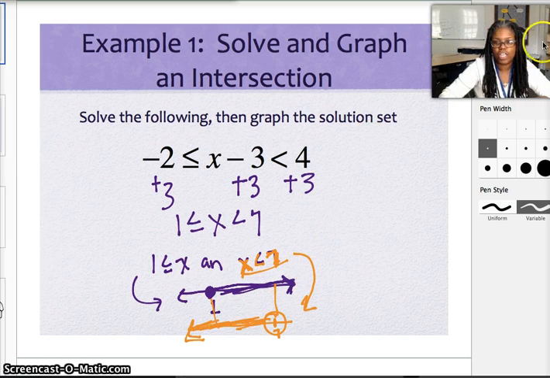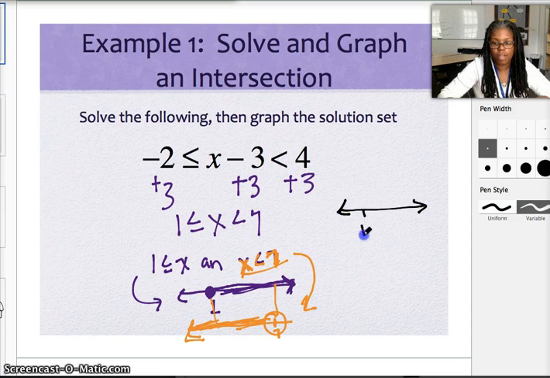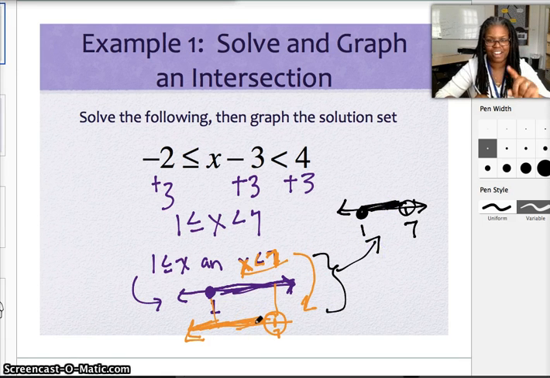So to graph the union, or not the union, to graph the intersection, not union, the intersection of those two graphs, I'm going to do it over here in black. This graph right here is this. We're going from 1 to 7, closed circle at 1, open circle at 7, and everything in between, because that is the intersection of those two graphs.